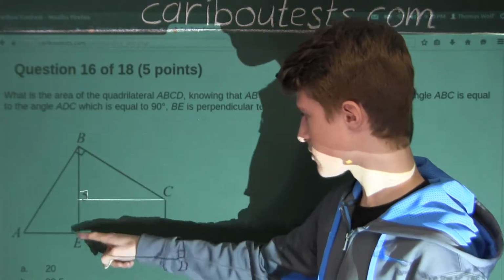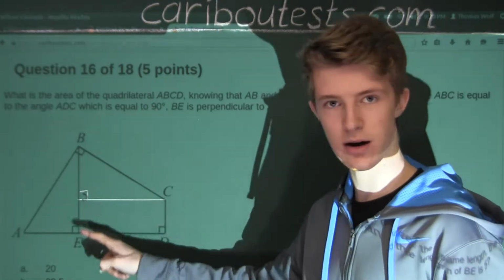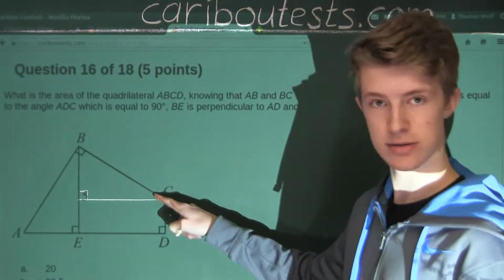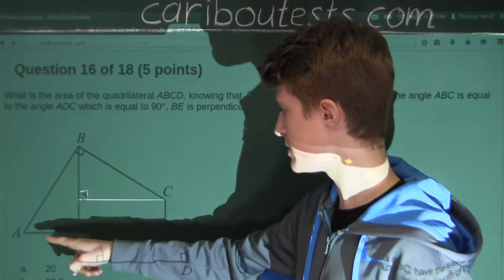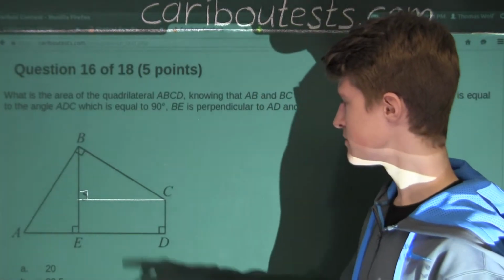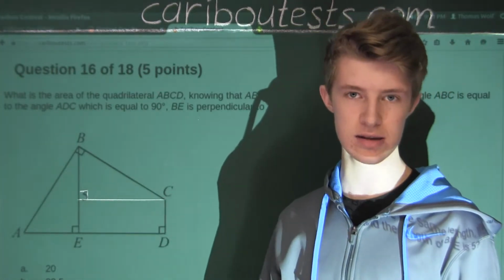Alright, so now these two triangles both have these two angles in common, and they also have these two angles in common. So therefore, this angle must be equal to this angle. And exactly for those reasons, these two triangles are similar to each other.